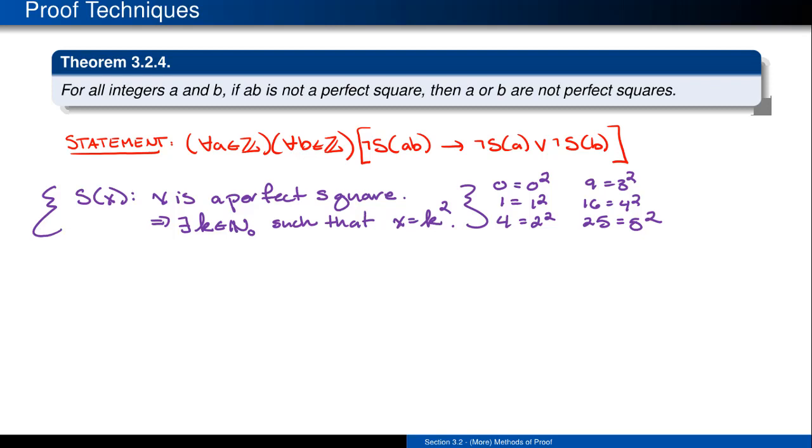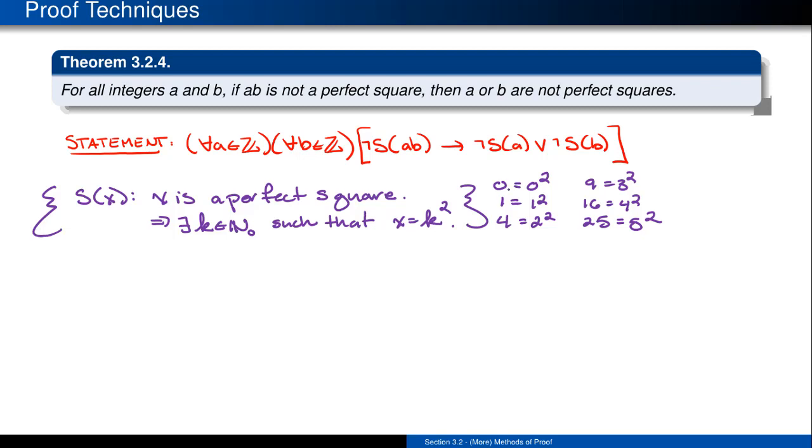Likewise, 9, 16, 25 are all perfect squares because they come from squaring 3, 4, or 5. We can use that idea to motivate the official definition of a perfect square. If you give me some number, I'll call it x, I'm going to say that x is a perfect square provided that I can find another number, k, such that if I square this k, it gives me x back.